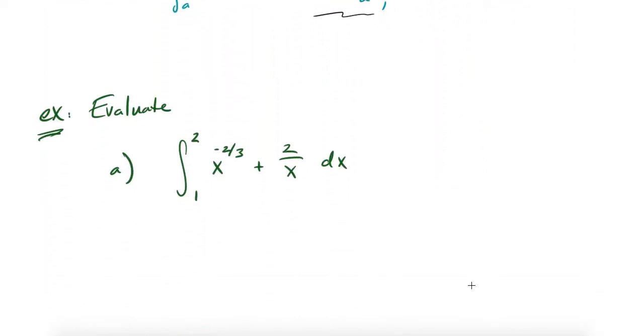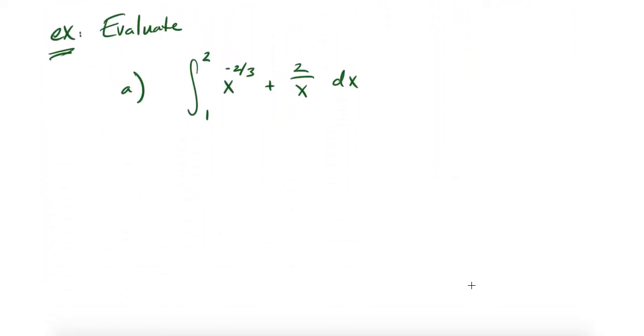Okay, so let's just do a couple of these. Let's say we want to evaluate the definite integral from 1 to 2 of x to the negative 2/3 plus 2 over x dx. So the first step is to take the antiderivative of the function on the inside. So using the power rule for integrals, we can add 1 to this and get x to the 1/3. And then we divide by the new exponent. Dividing by 1/3 is the same as multiplying by 3. So that's the antiderivative for this piece.